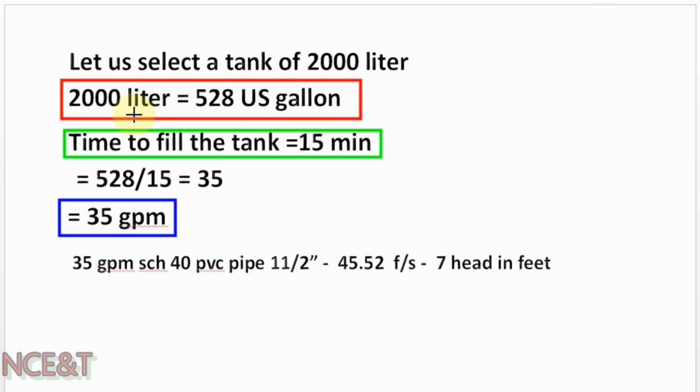Let us convert this 2000 liter into US gallon. So 2000 liter is equal to 528 US gallon. If we need to fill our water tank in 15 minutes, then we will divide this 528 by 15, and we will get the GPM value, which will be equal to 35.